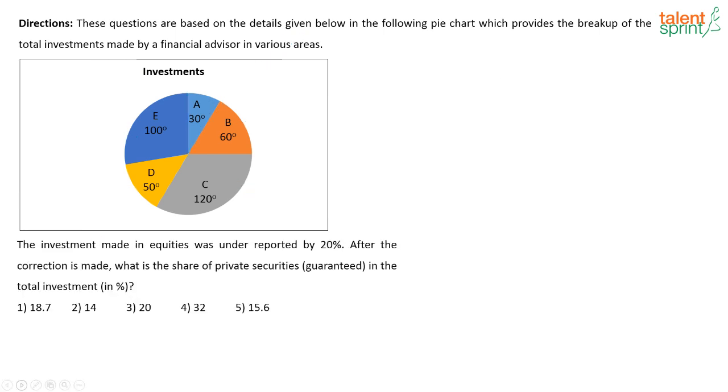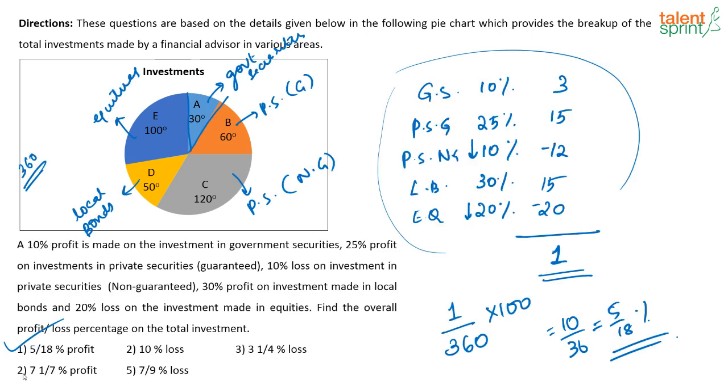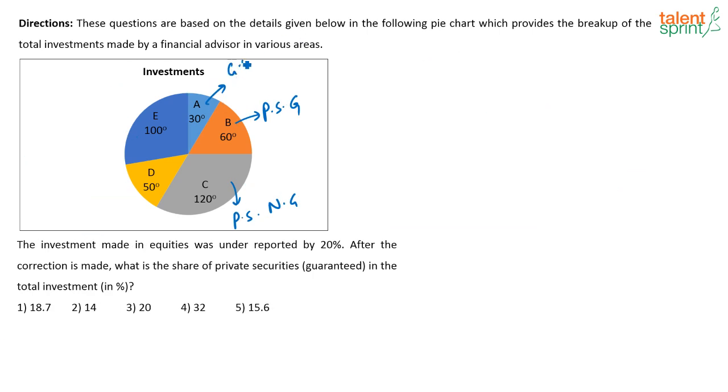The investment made in equities was underreported by 20%. After the correction is made, what is the share of private securities guaranteed in the total investment? So which was private securities guaranteed? This one. Private securities guaranteed. This was private securities non-guaranteed. This one was the government sector. And this is local bonds, equities. Yeah.